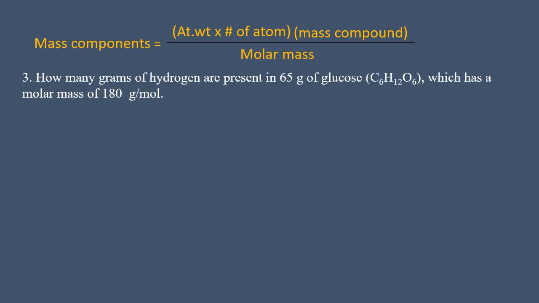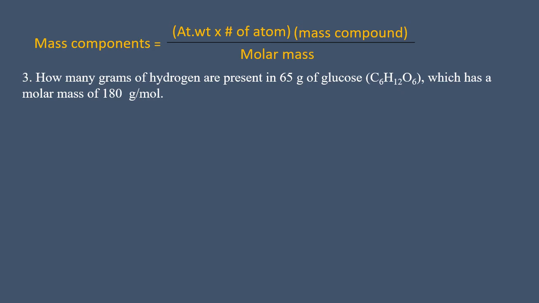So let's have an example. How many grams of hydrogen are present in 65 grams of glucose? Glucose has a chemical formula C6H12O6, which has a molar mass of 180 grams per mole. Remember that hydrogen is one of the components of this compound, and we are going to calculate for its mass.